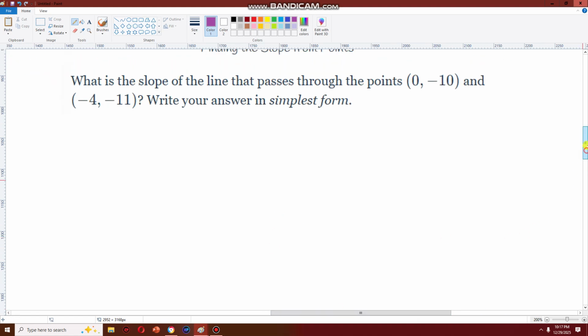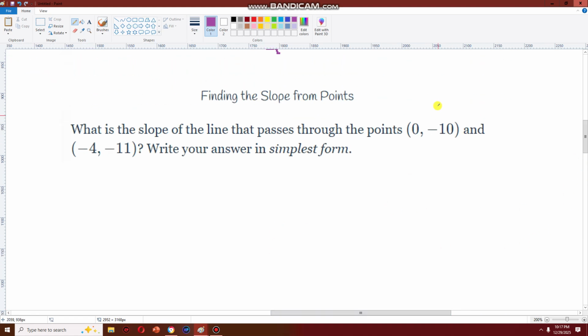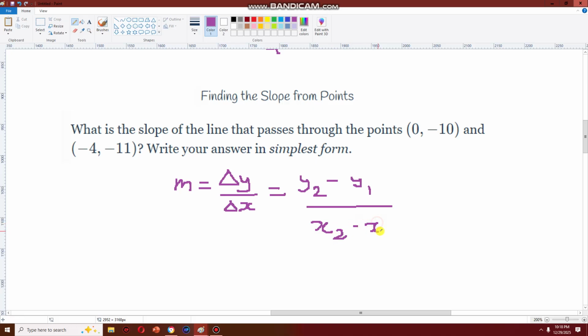Alrighty, how do I find the slope of a line that passes through the coordinate points (0, minus 10) and (minus 4, minus 11)? For this, you need to know a formula, and that formula is slope, which is m, is equal to delta y, or the change in y, divided by the change in x. What does that mean? It means y2 minus y1 divided by x2 minus x1.